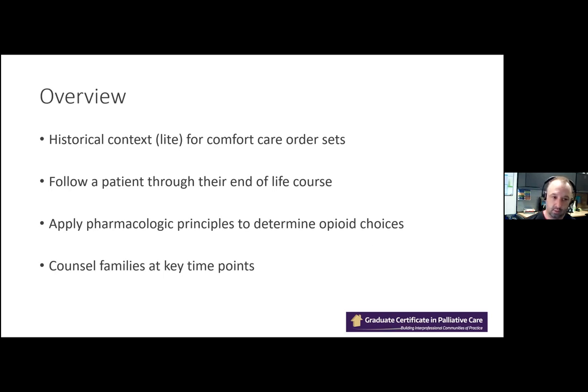To do that, we'll be following a patient through their end-of-life course and be talking about other aspects of end-of-life care as well. Talking about the pharmacology and particularly opioid choices, and then a little bit on counseling families at key time points. You have a separate lecture on that, so I'm really just going to highlight a couple things, and particularly with some kind of medical decision-making stuff that may be different from the other lecture that you have.